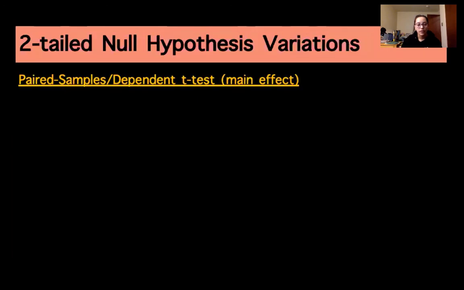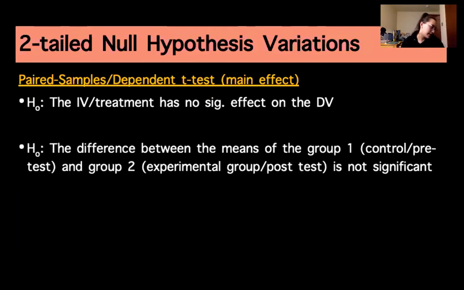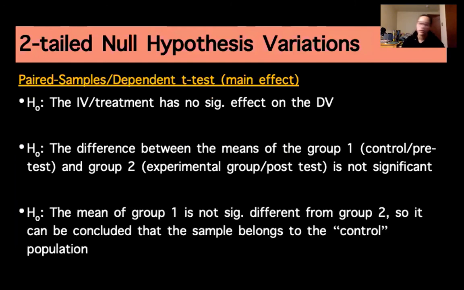All right. So for our two-tailed null hypothesis for our paired samples t-test, this is our main effect again. Main effect for any t-test is that the means are equal. Treatment had no effect. No significant difference between the means. The samples come from the same population. I literally told you I would be saying the same thing over and over again, so hopefully this is starting to sound familiar.